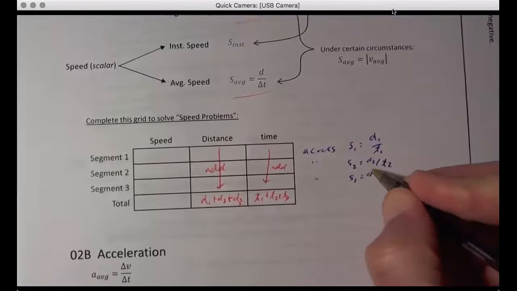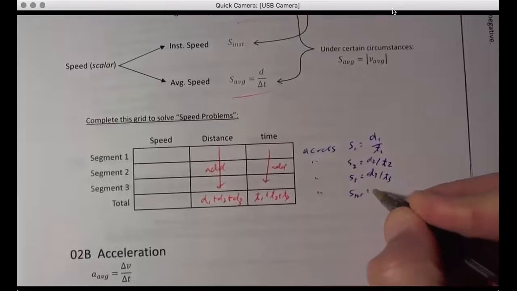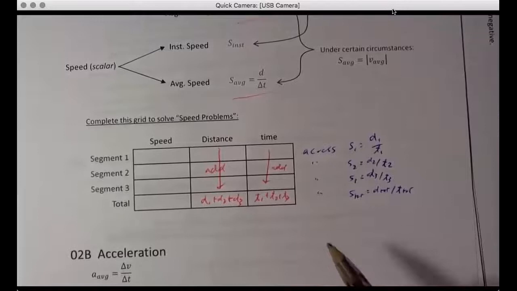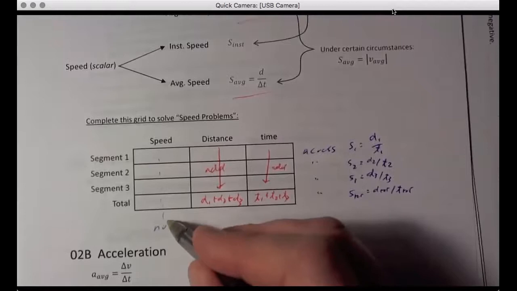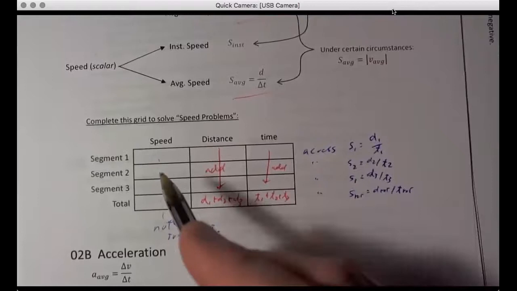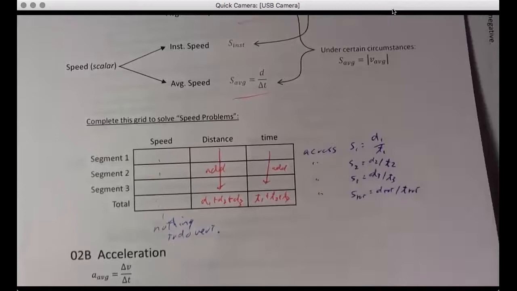S3 is equal to D3 over T3, and S total is equal to D total over T total. Okay, don't forget all the acrosses, two downs, and there's nothing in this direction, and that direction vertically there. That's a nice shortcut you'd like to be able to take often, but it just doesn't work.